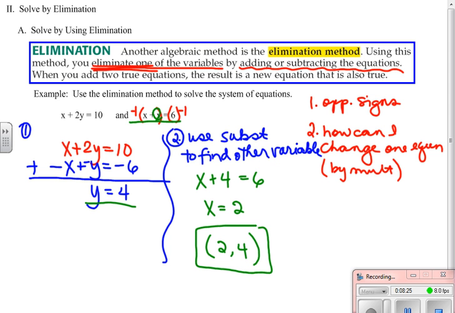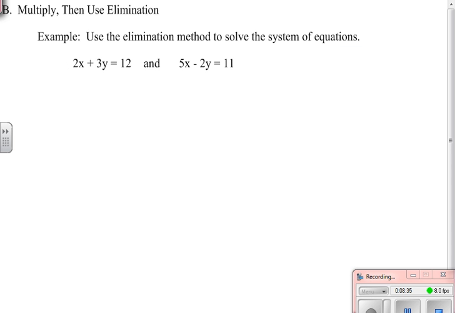And I won't go through the checking process, but if I put 2 and 4 into both my equations, or if I graphed them and looked, that is where they would cross.